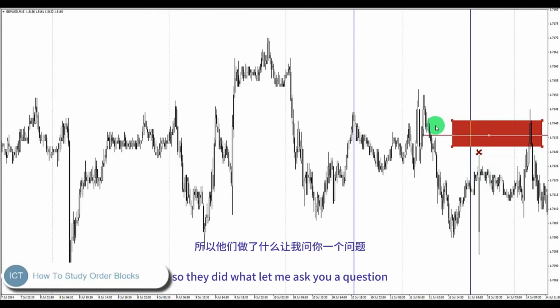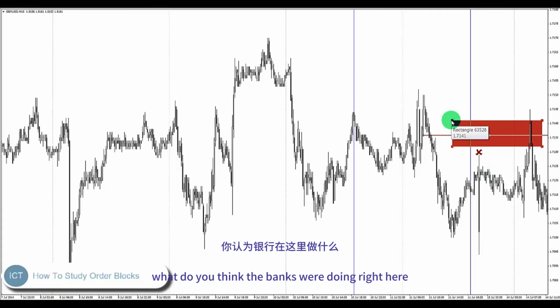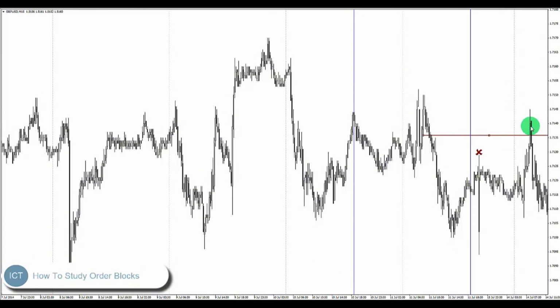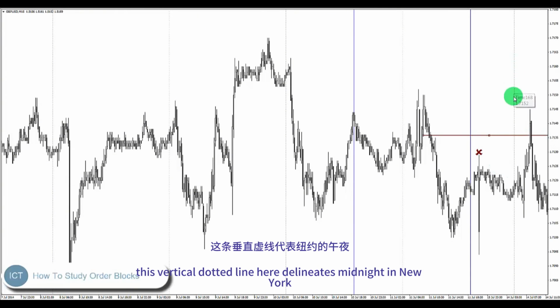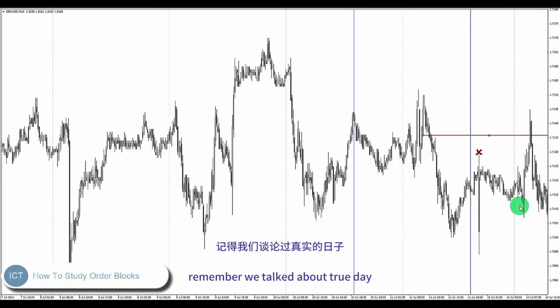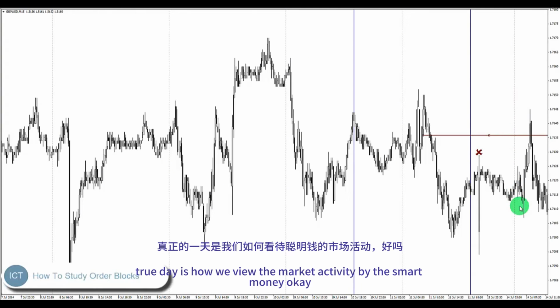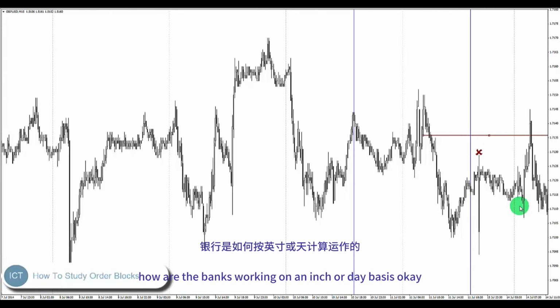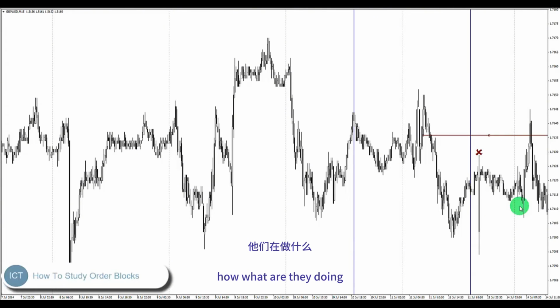So they did what? Let me ask you a question. What do you think the banks were doing right here? Well, what time of day was that? This vertical dotted line here delineates midnight in New York. Remember we talked about true day? True day is how we view the market activity by the smart money. How are the banks working on an intraday basis? What are they doing? What is the business model they're using?